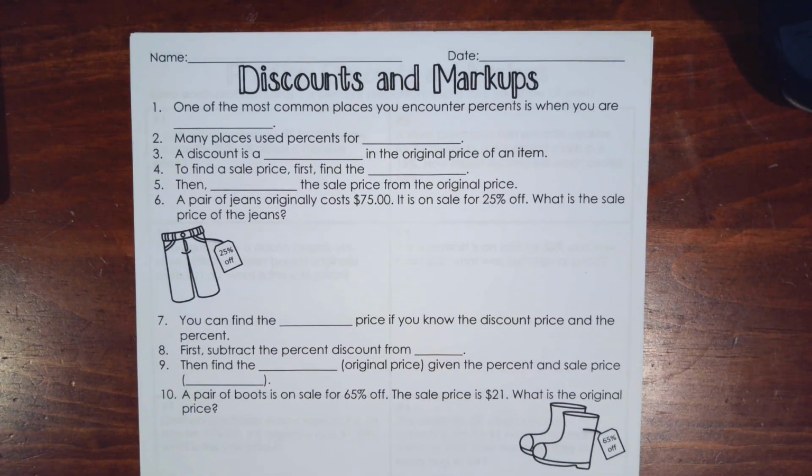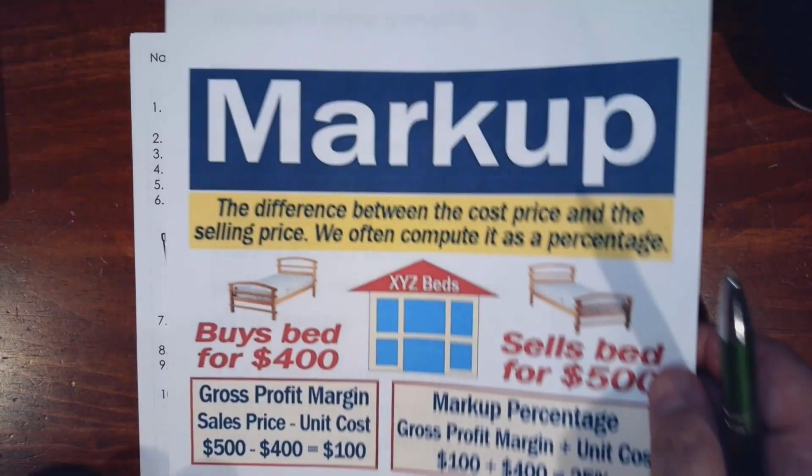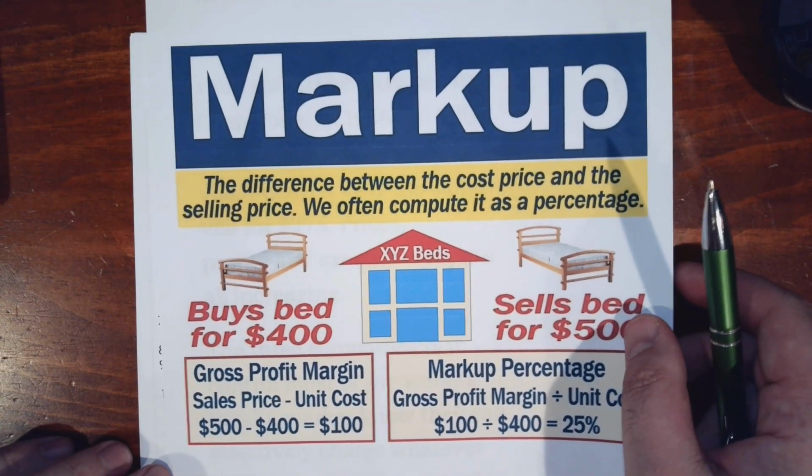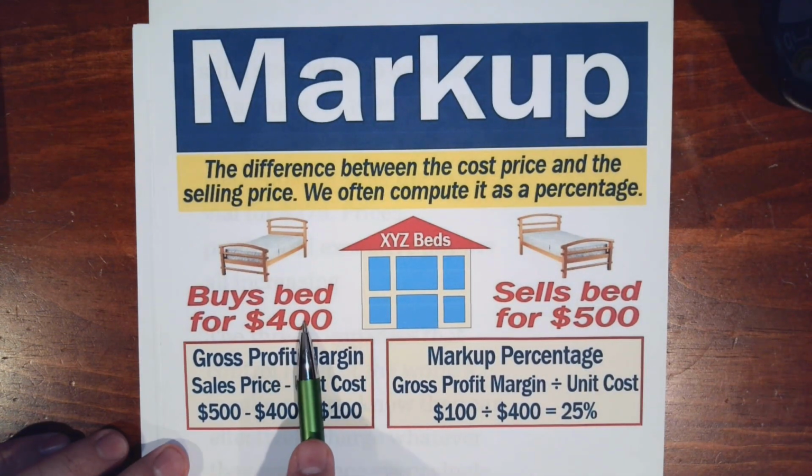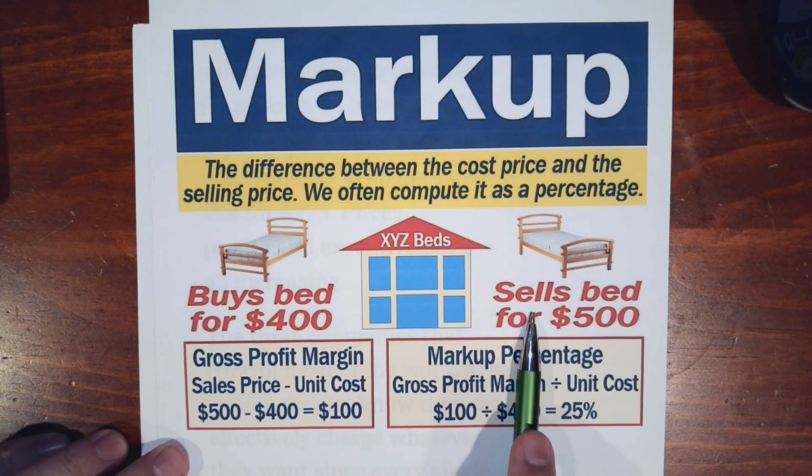Here are some examples of markups that might help you make sense of this. So in this example, the store would buy a bed for $400. They would sell it for $500. So their profit would be $100 on each bed that they sold. What we're going to learn about today is something called a markup percentage, which is the percentage the store uses to mark up the price a certain amount of dollars.